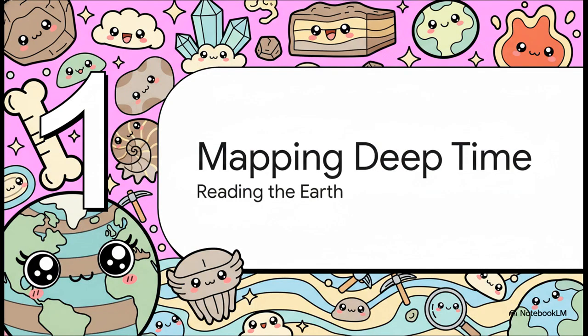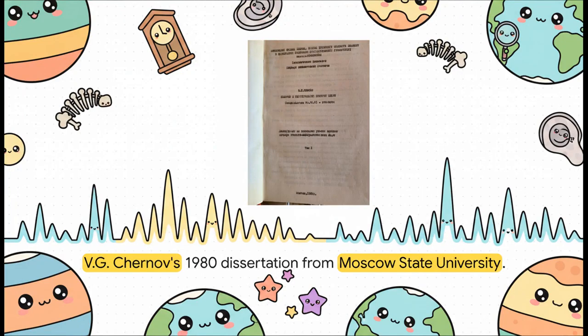Part 1. Mapping Deep Time. We're going to start our journey by looking downward, way down into the ancient layers of the Earth, just to set a baseline for how we read the past. Our starting point for mapping these deep physical signals is this fascinating document from 1980. It's V.G. Chernov's dissertation from Moscow State University.